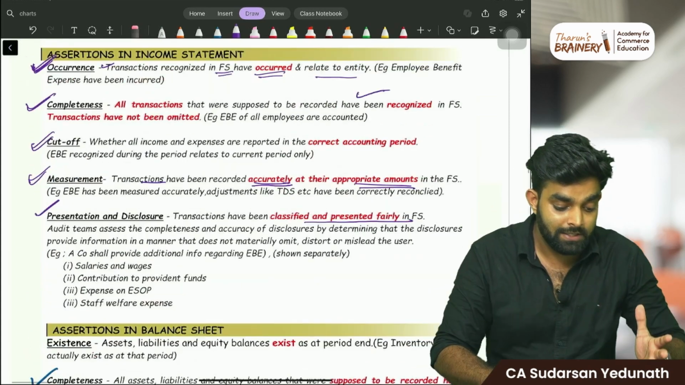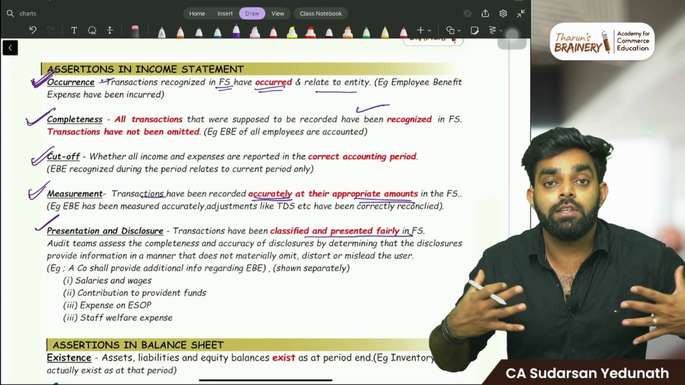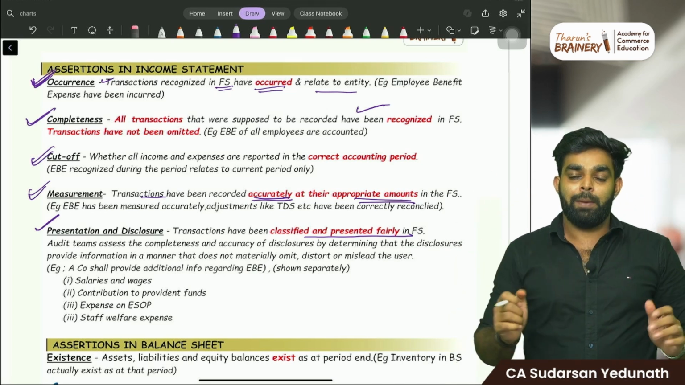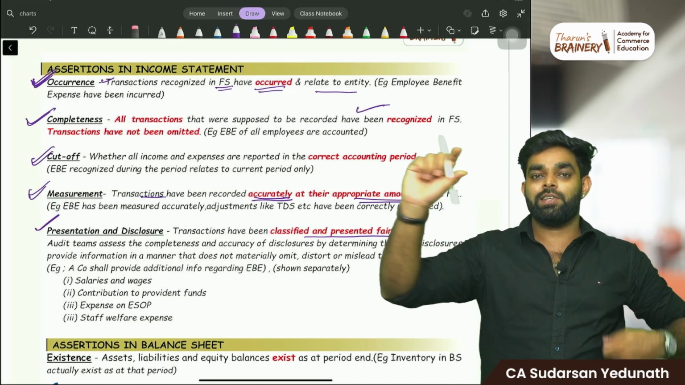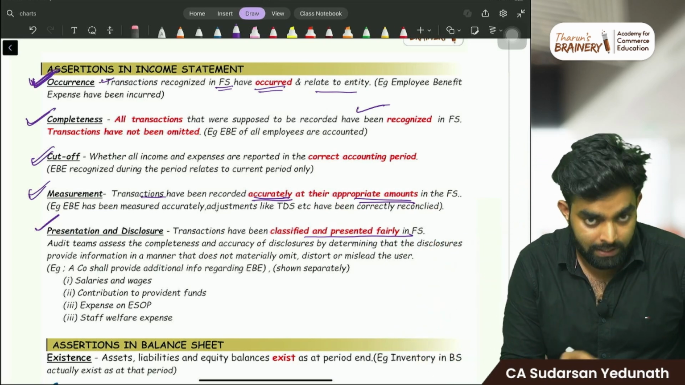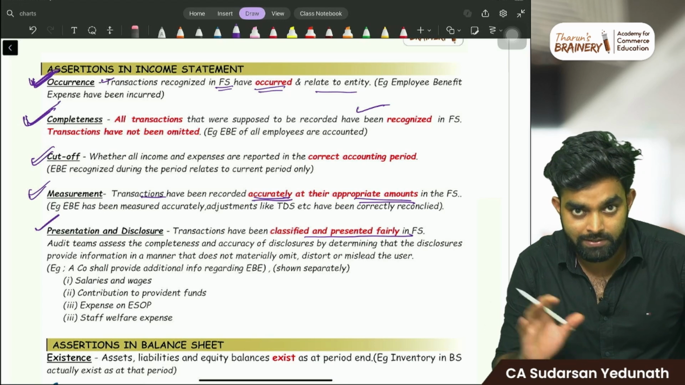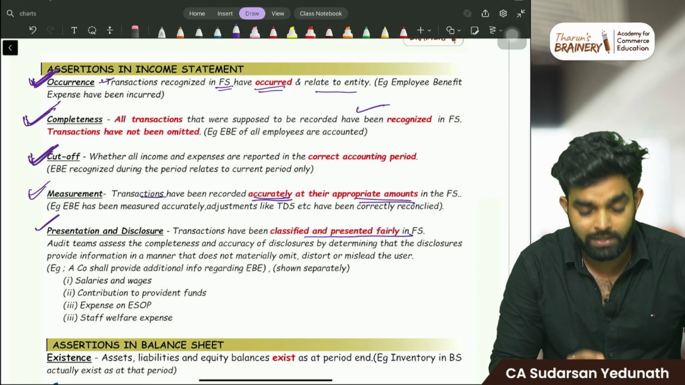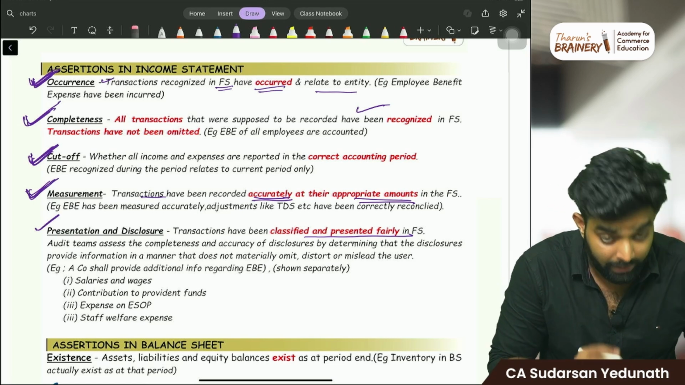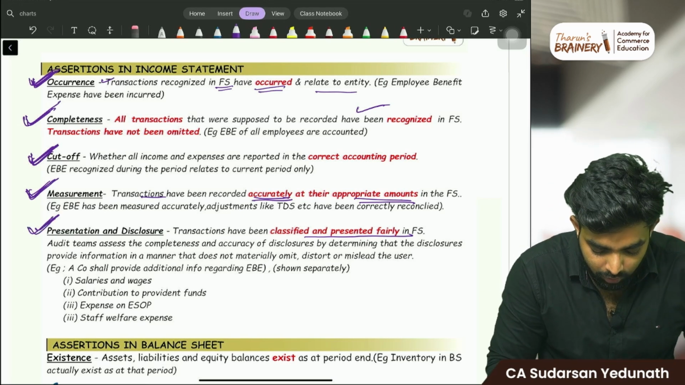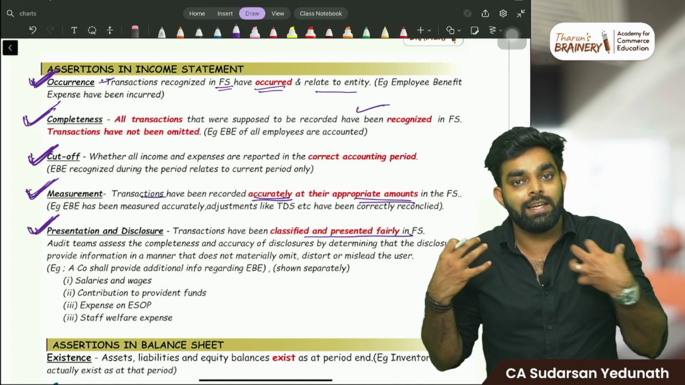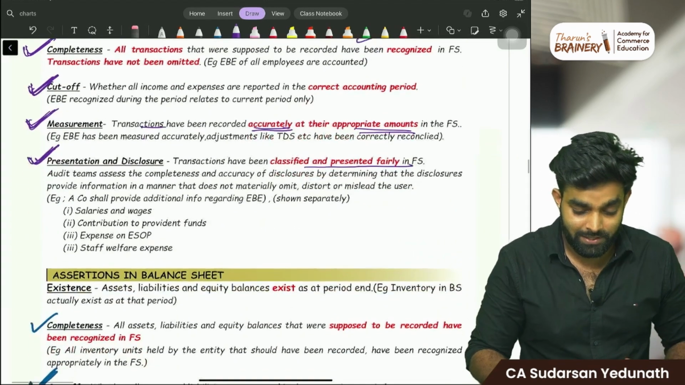Assertion means what we as users are understanding from the financial statements given by the management. Management gives financial statements in which sales equal 10 lakhs. What are we understanding from that? We are understanding that sales has actually occurred. All the sales, complete sales have been entered. Sales only during that one period have been entered. That is cutoff. Then the sales figure given is correct and appropriate. Then the presentation and disclosure of sales is proper. This is what we as users are understanding from that. That is what we call assertions in the income statement.